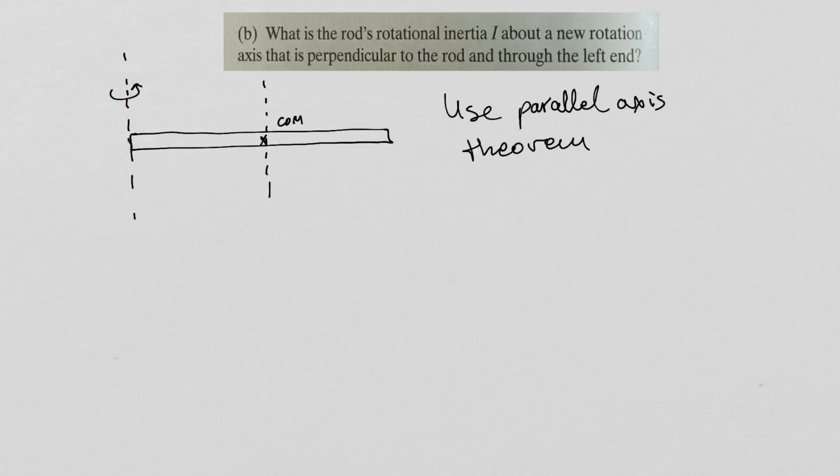So in order to solve the problem, I must use the parallel axis theorem. The parallel axis theorem states that the moment of inertia about an axis that is parallel to the axis that passes through the center of mass is equal to the moment of inertia through the center of mass plus the mass of the object times the distance between the two axes squared. So the distance between the axis that passes through the center of mass and the new axis of rotation is equal to half the length of the rod. So h is equal to L over 2.